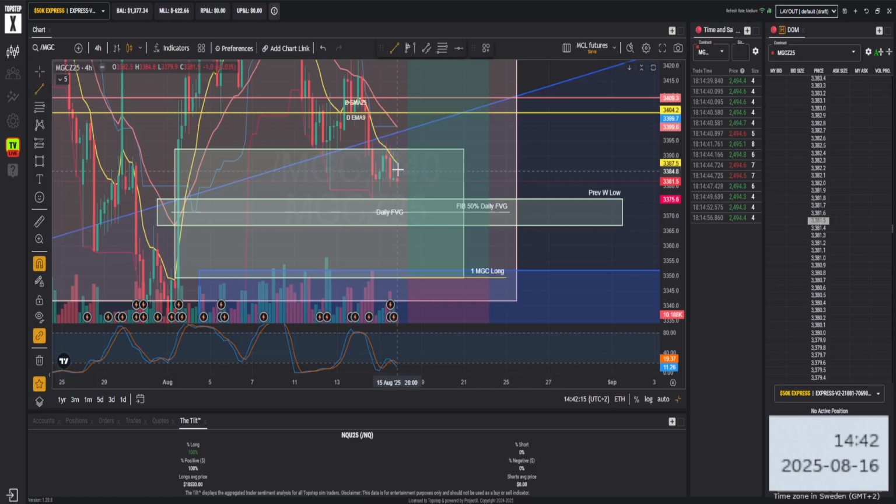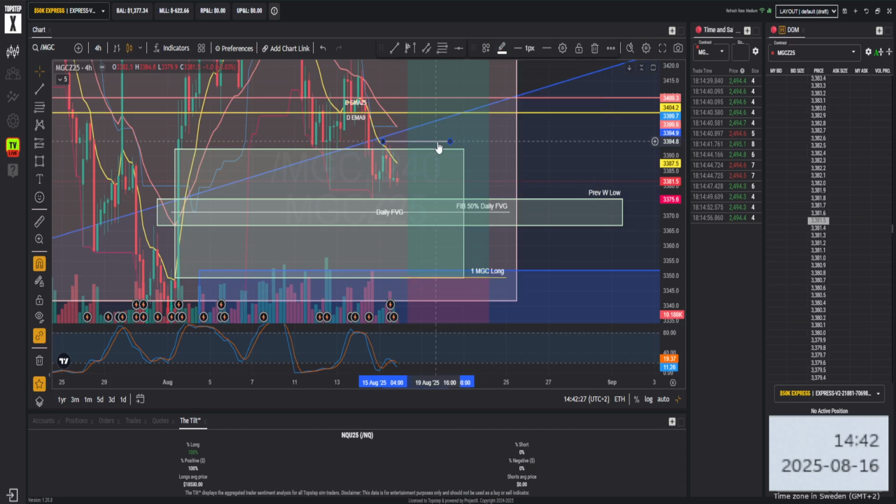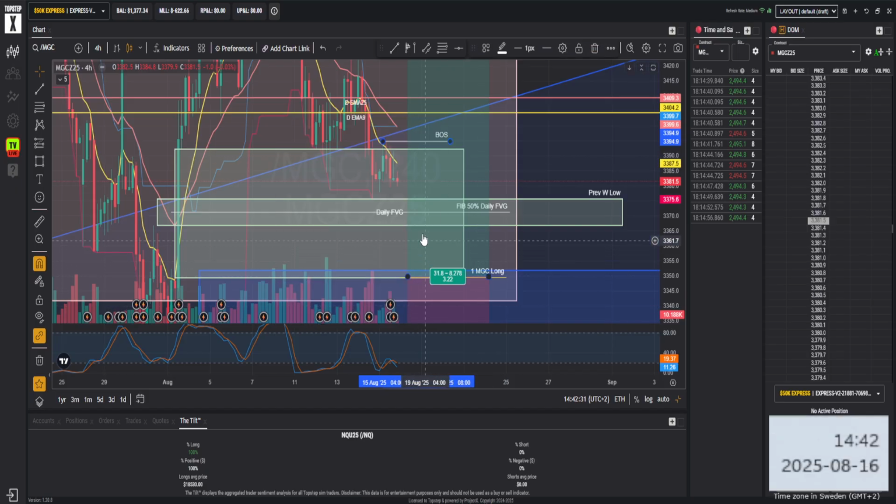If price goes to this low here, and we see price jump over this again, a break of structure will happen. Then you might want to let the price move. That's the hard thing with gold though. If it moves, it can move and not look back.